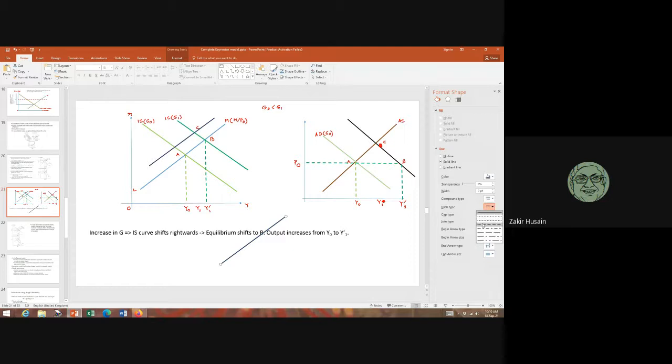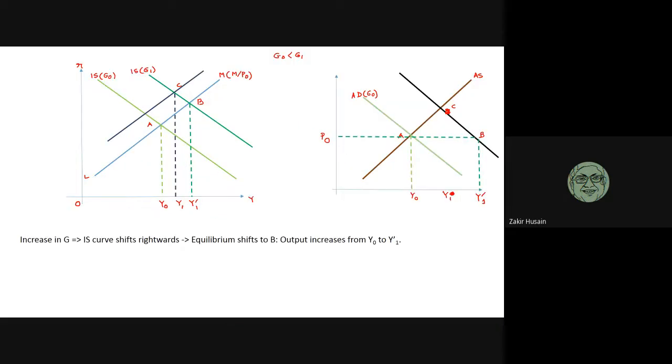In that case, what happens to output now? It falls. So the initial movement is from A to B. In the ISLM model, it should stop. If we allow for flexible prices, we have excess demand over here. This is the amount of excess demand.